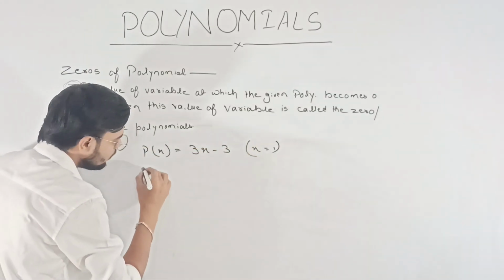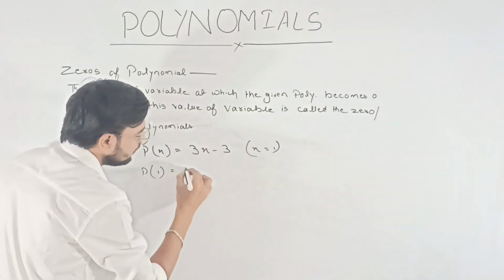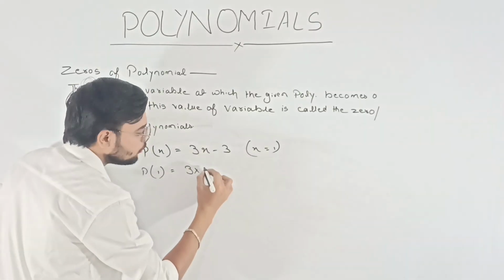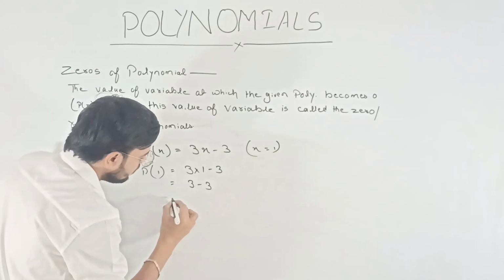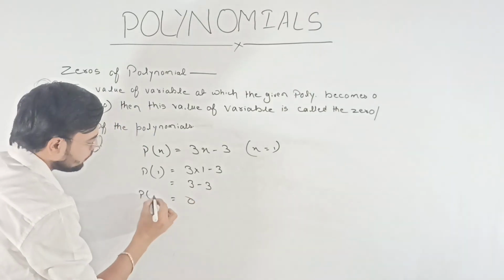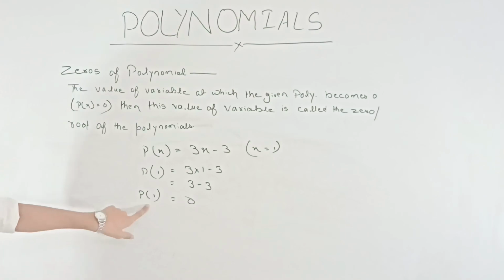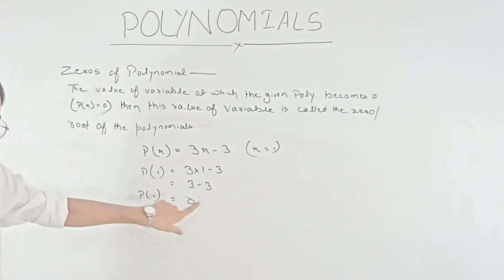Okay, now let's check. Put 1 in place of x, then 3 times 1 minus 3. Now calculate this. 3 times 1 is 3, and 3 minus 3 becomes 0. So when we put 1 in place of x, our polynomial becomes 0.